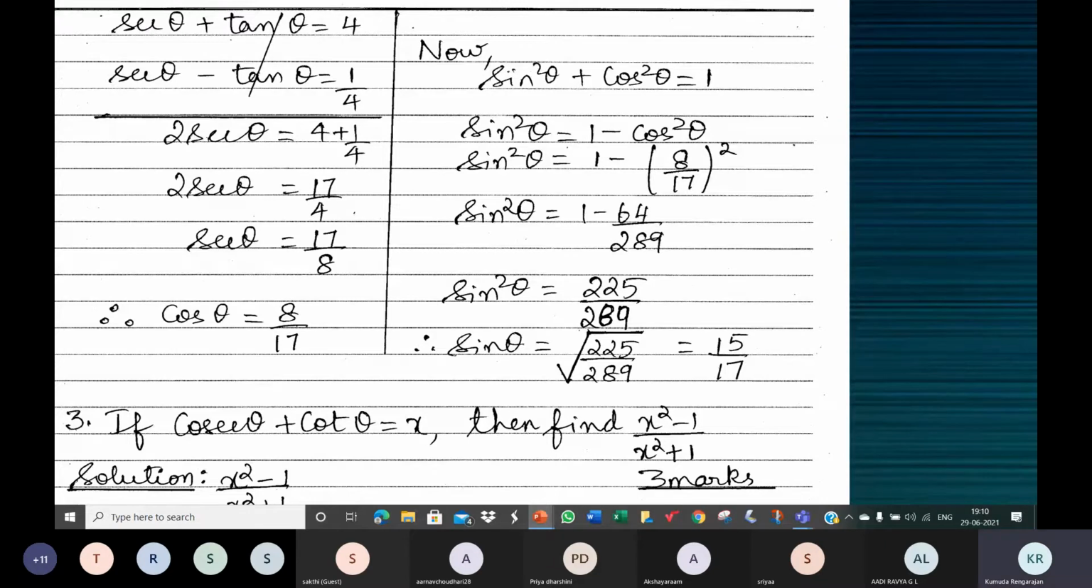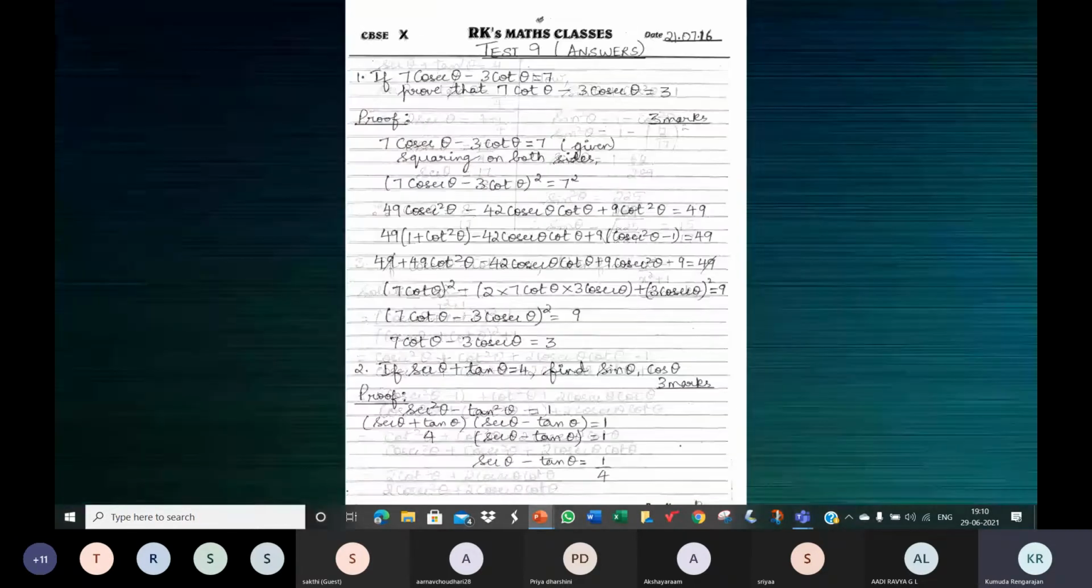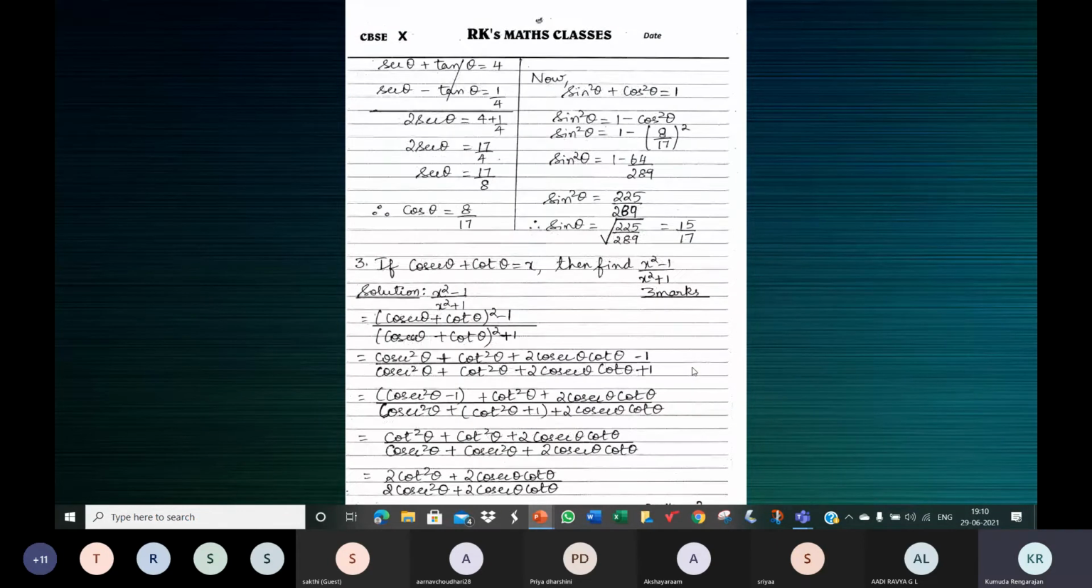Now here it's different. You need to compare the questions. Here we are given secant theta plus tan theta is 4, and we know that secant theta minus tan theta is 1 by 4. And we are asked to find sine and cos theta, which we work like this. Here we are given cosecant theta plus cot theta is x. We know that cosecant theta minus cot theta is 1 by x.